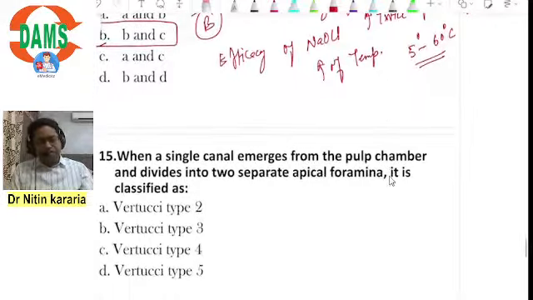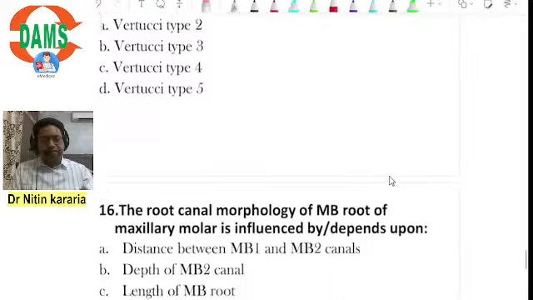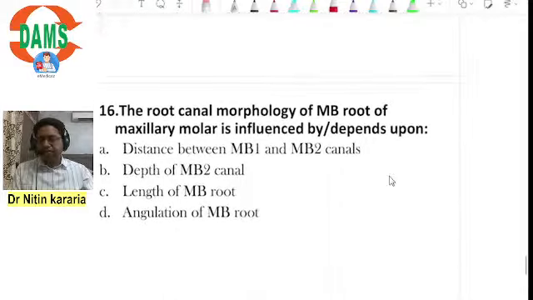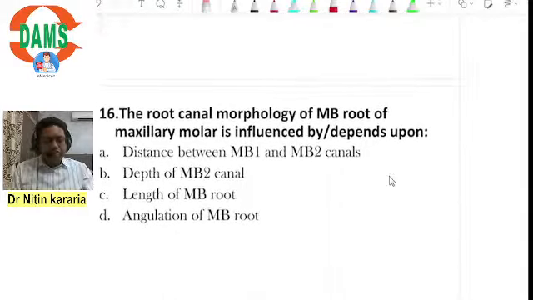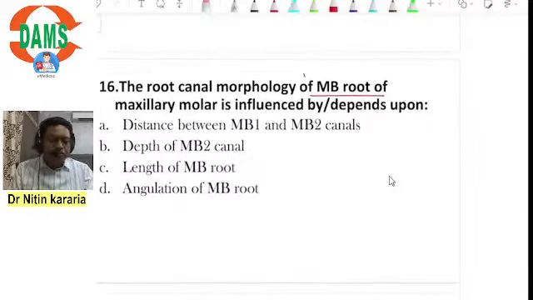Question 15 I am skipping. This is again a repeat of what we have already discussed. Coming over to the next question. The root canal morphology of the MB root, mesiobuccal root of maxillary molar, is influenced by or depends upon. Now this is a very unique question which has come in the examination. It is talking about the morphology of the mesiobuccal root of maxillary molar.